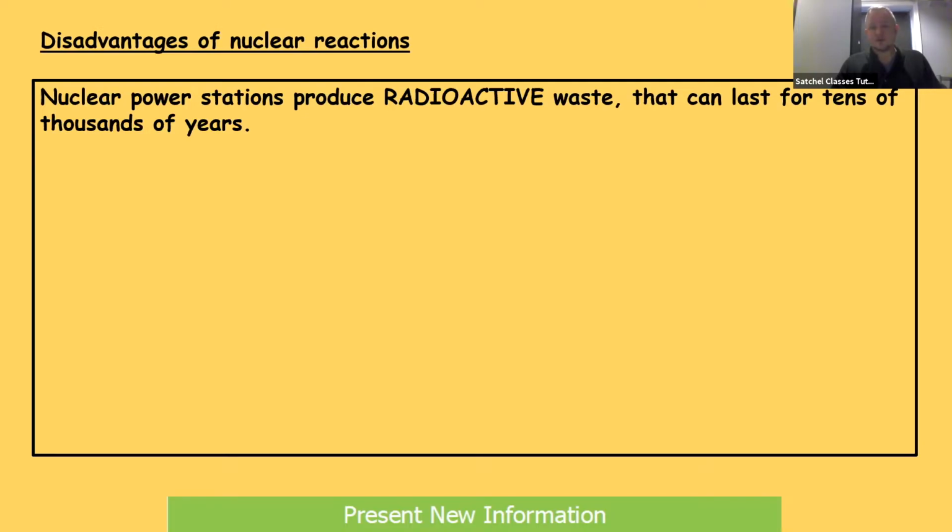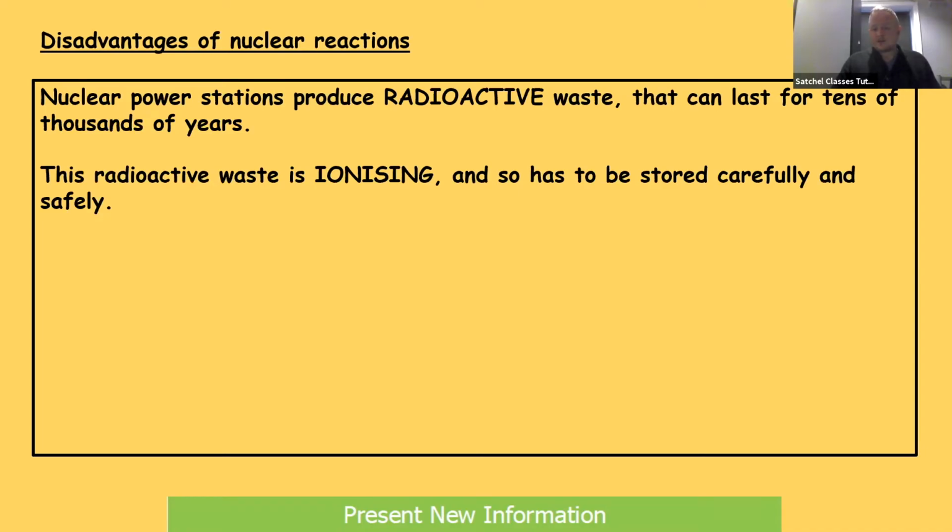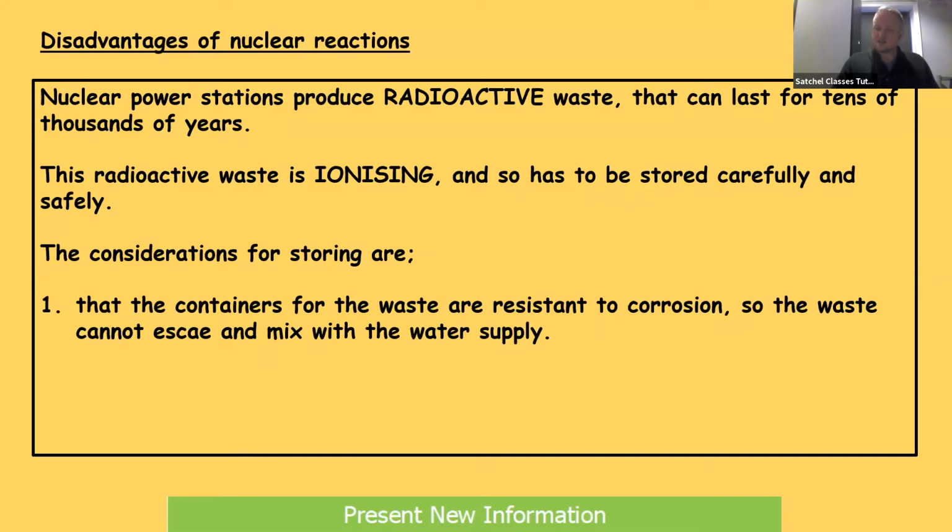And the waste is a big problem. I mean, just thinking about how to get rid of something that's ionizing for thousands of years, even millions of years, and then think about the problem of what can happen if that escapes, it makes for a big issue. This radioactive waste has to be stored very carefully and safely. The considerations for storing are, 1, that the containers for the waste are resistant to corrosion, so the waste cannot escape and mix with the water supply.